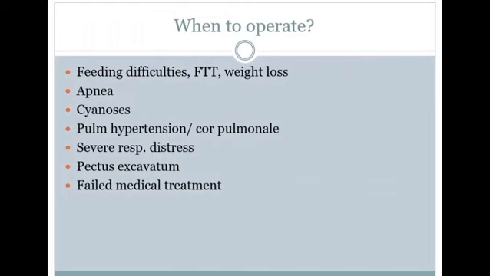This slide tells you when to operate. When you have all these severe symptoms and it's not resolved with conservative measures, then you do that surgery. Sometimes you need to do a tracheostomy. Tracheostomy is 100% effective because you have bypassed the narrowed airway above. You put the tube in the trachea, so you have bypassed the obstructed upper airway.